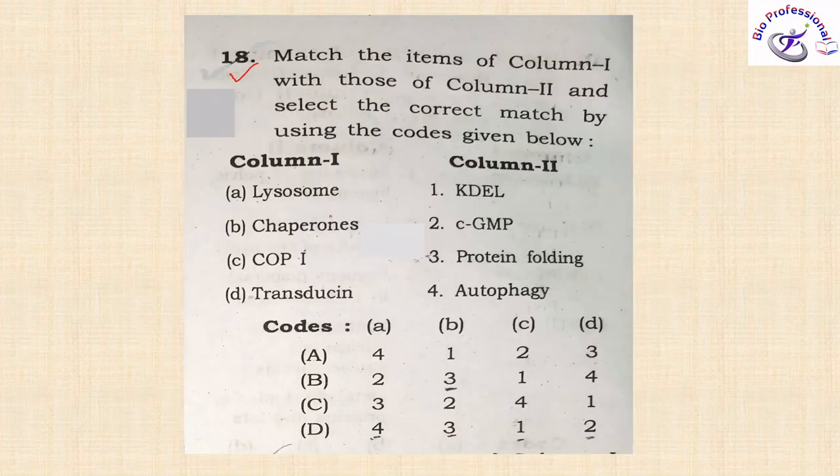Moving on to this question, again we are matching column 1 and column 2. There are plenty of questions where we have to match column 1 and column 2. So lysosome is related to autophagy. Chaperone is related to protein folding. So B, option 3. Okay, this is 3. Again, lysosome autophagy means A4. So most probably this will be the correct option. Let's see. C, COP1. COP1 is related to CADL. Say CADL means it's a sequence. No, it's an amino acid. Okay, these are amino acids. Transducin, cyclic GMP. So option D is correct here.